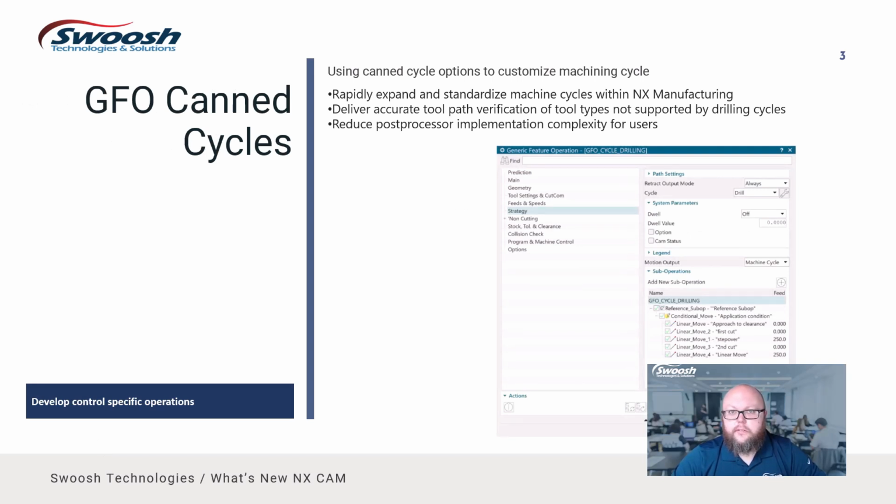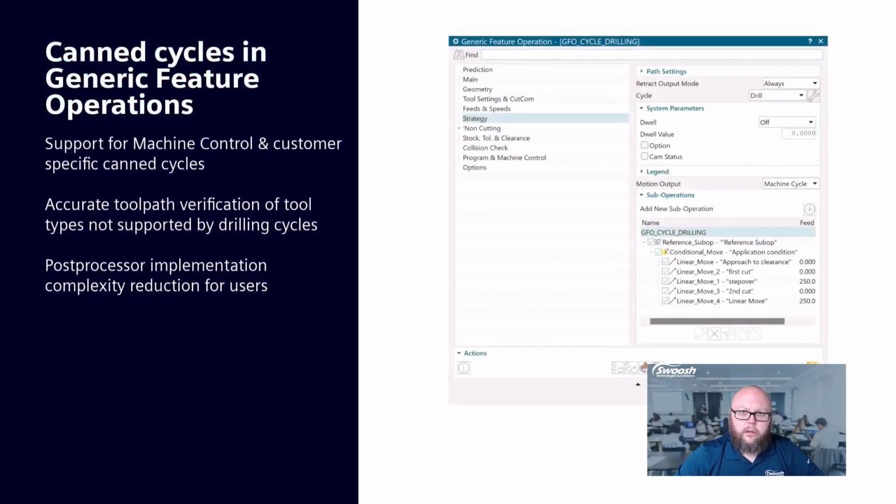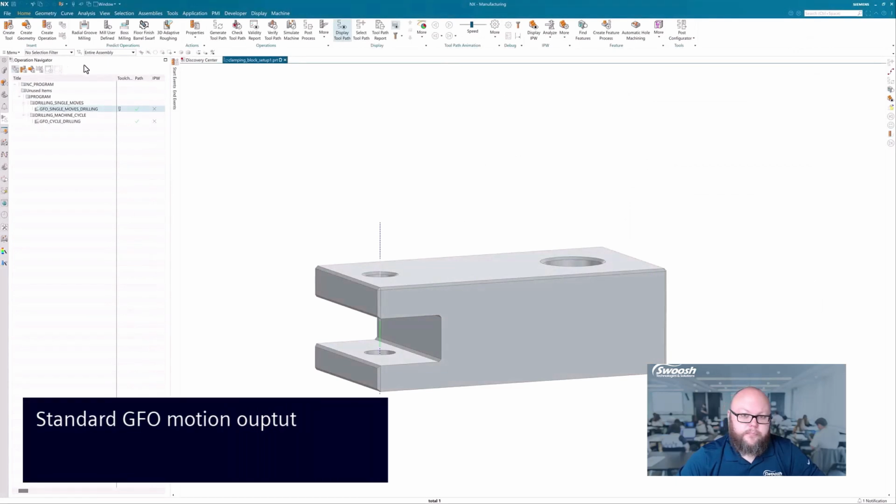The next topic is generic feature operations and the support of CAN cycles. So generic feature operations are a really useful tool. We can customize our own processes into a generic feature operation or generic motion operation, and we can put some conditional data inside of the menu to make changes or different processes available to us.